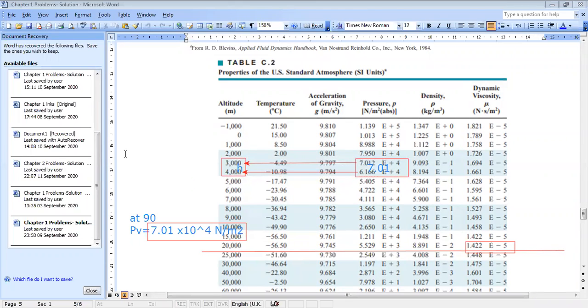So I can write the following equation. Okay, so how to do the interpolation?